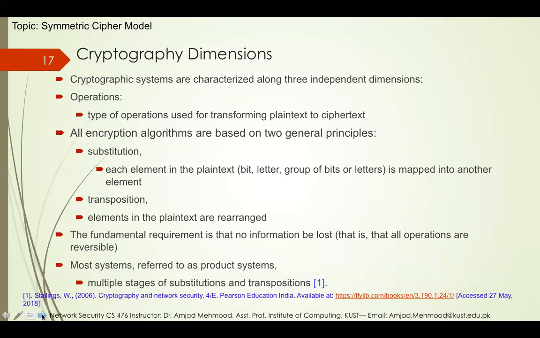Now, cryptography dimensions. Cryptographic systems are categorized along three independent dimensions. The first one is the type of operation used for transforming plain text to ciphertext. All encryption algorithms are based on two general principles: substitution and transposition. In substitution, each element in the plain text, a bit, letter, or group of bits or letters, is mapped into another element. Whereas in transposition, elements in the plain text are rearranged.